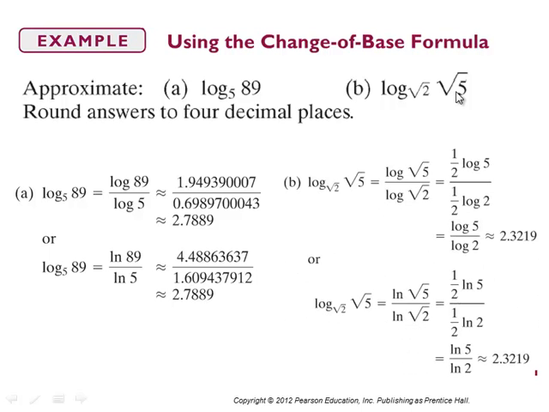Or if you wanted to evaluate log base square root of 2 of square root of 5, well, then if you want to do log base 10, you can write this as log base 10 of square root of 5 over log base 10 of square root of 2, which works out to be about 2.3219. Same thing with natural log of square root of 5 divided by natural log of square root of 2. Gets the same answer.